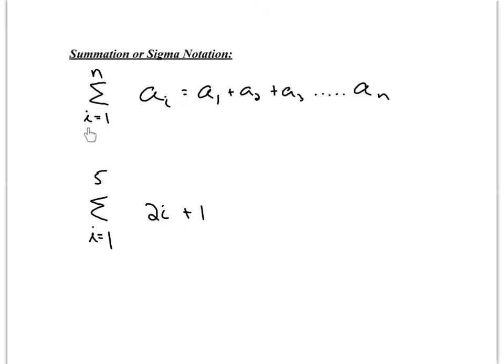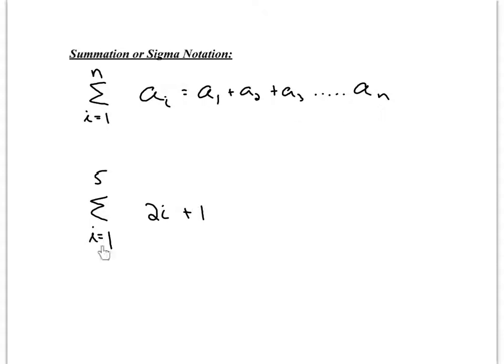Okay, we can write a series in summation or sigma notation. So this funny symbol here, this is a Greek letter sigma. It looks like an E, but it's actually a Greek S. We start with our first term, we end with our last term, and what that means is the series of a sub i is going to be a sub 1 plus a sub 2 plus a sub 3 all the way up to the last term, n, a sub n.